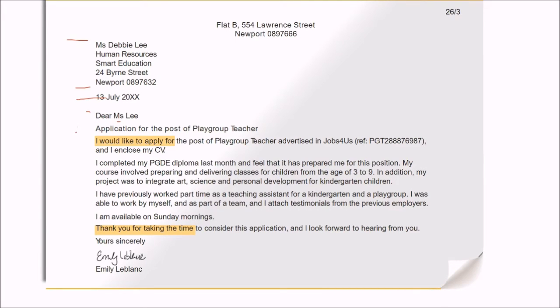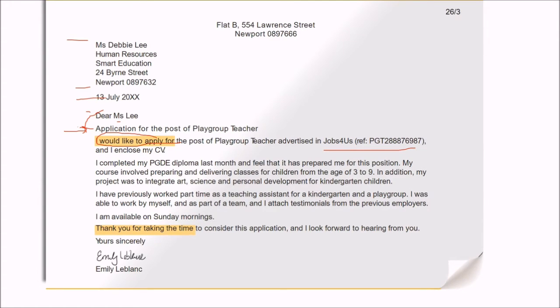This is the subject, as I indicated earlier. You can just transfer it to a subject, or this way also. Application for the post of playgroup teacher. Now this is how you have to start: I would like to apply for the post of playgroup teacher advertised in this, and I enclose my CV.